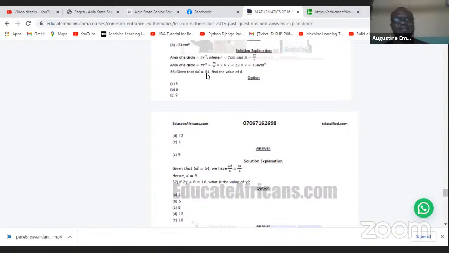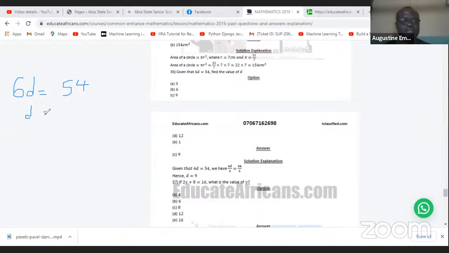Given that 6d is equal to 54, find the value of d. So just make d the subject of the formula. Given that 6d is equal to 54, find the value of d. So we can simply say we are given that 6d is equal to 54. We are told to find d. So simply make d the subject.